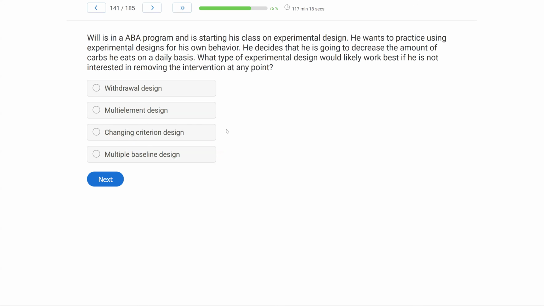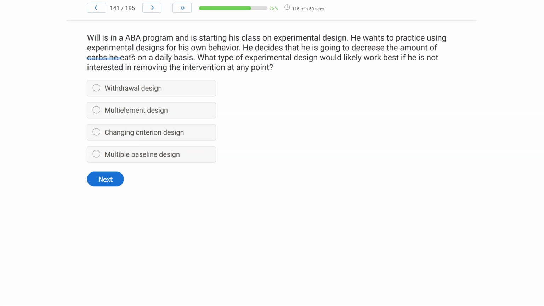Will is in an ABA program and is starting his class on experimental design. He wants to practice using experimental designs for his own behavior. He decides that he's going to decrease the amount of carbs he eats on a daily basis. What type of experimental design would likely work best if he is not interested in removing the intervention at any point? So Will wants to practice an experimental design on a behavior that already exists in his repertoire. And what behavior is that?